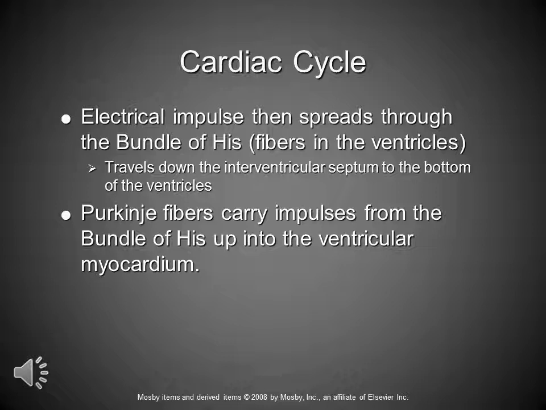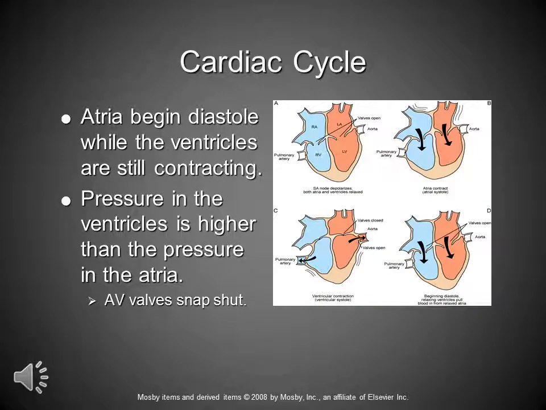That specialized feature allows blood to be pumped from the atria down to the ventricles, and then from the ventricles up the great vessels to the lungs and to the body. In this cycle, the atria begin relaxation, or diastole, while the ventricles are still contracting. Pressure in the ventricles is higher than the pressure in the atria. That forces the AV valves to snap shut.